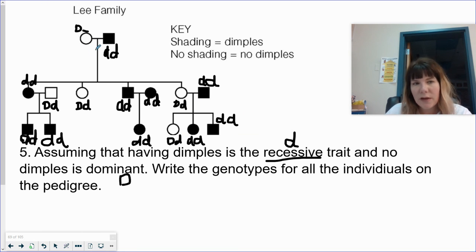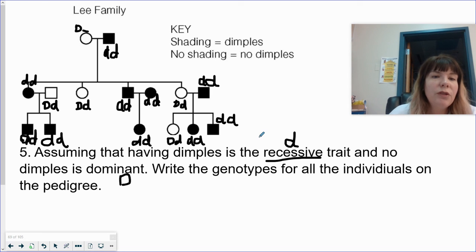So I said I was going to come back to this individual and not leave them blank. I originally left them blank because I said, oh, I have no information above to help me. But I do have information below that will give me an idea of what mom's genotype is. Mom and dad had 4 children. Out of the 4 children, 2 of them have dimples.